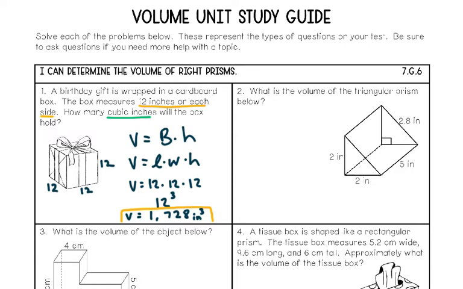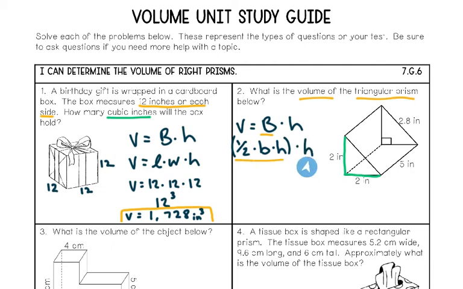Number two asks me to find the volume of this triangular prism. Since it's a prism, I'm going to use the formula volume equals area of the base times the height. Since the base is a triangle, I'm going to use the formula 1/2 times the base times the height, because that's the formula for area of a triangle. And then I'll multiply the area of the triangle by the height of the prism, because that's what makes it 3D. It's asking me to find the volume. Now I'm going to plug in my values.